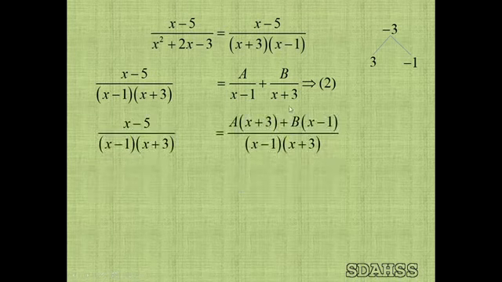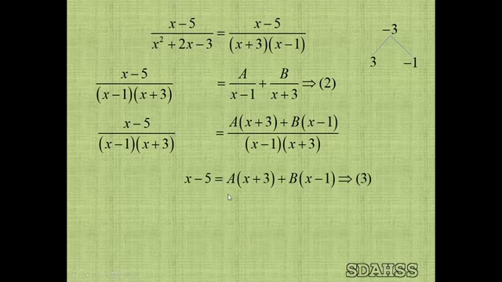Then find the LCM. Here the LCM is x minus 1 into x plus 3. Then cross multiply a into x plus 3 plus b into x minus 1. So cancel the denominator. So you have x minus 5 is equal to a into x plus 3 plus b into x minus 1. Mark it as third equation.